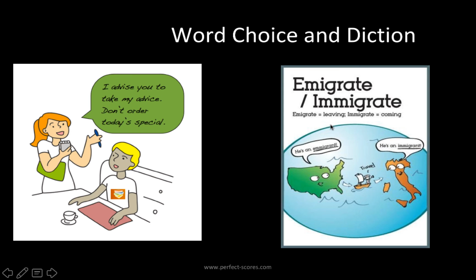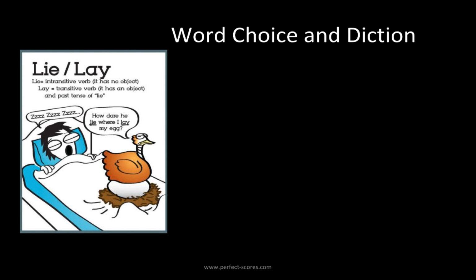Emigrate versus immigrate. Emigrate means when you're going out, when you're moving out. Immigrate means when you're coming in or moving in. Lie versus lay. Lie simply means being dishonest. Don't lie to me. Lay means to lie down on a bed. For example, I lay on the bed for 5 hours. So that's the difference between lie and lay.